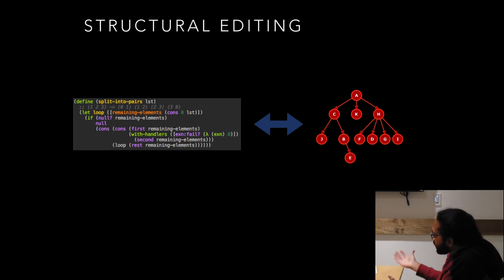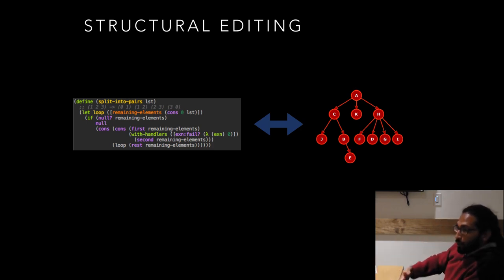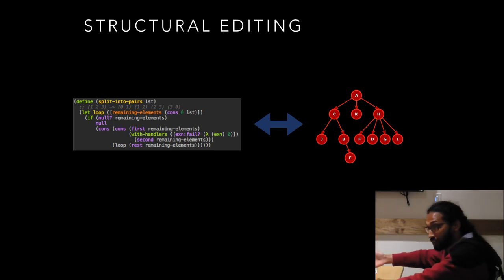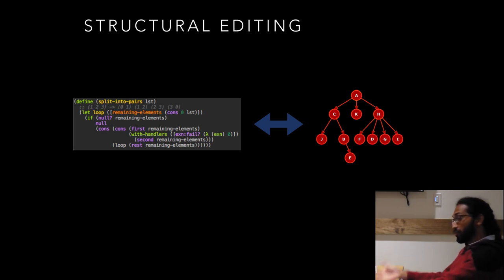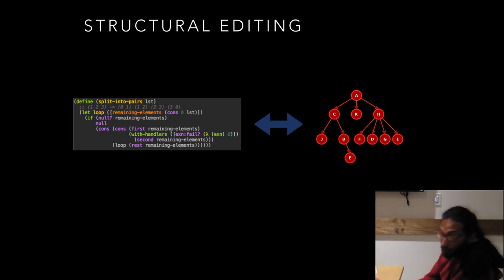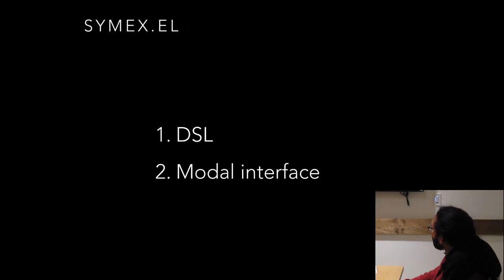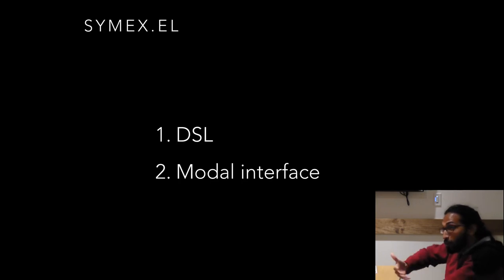What is initially more challenging about Lisp is that you have all these parentheses and you have to balance them to keep the structure. But in fact, that the structure is explicit in Lisp allows us to write tools that take advantage of it and can make editing and writing Lisp code easier than writing code in other languages like Python. That's one of the motivations of Symex.el: it is a structural editing tool, just like paredit and lispy, but it has a different approach. It provides a domain-specific language for describing tree operations, tree traversals, tree manipulations and computations, like reasoning about trees, and it provides a modal interface that allows you to use that.